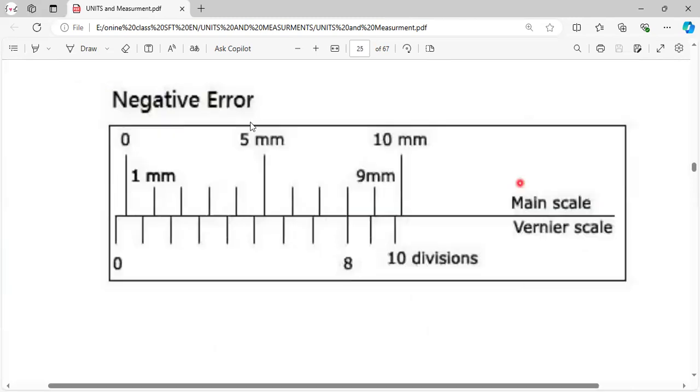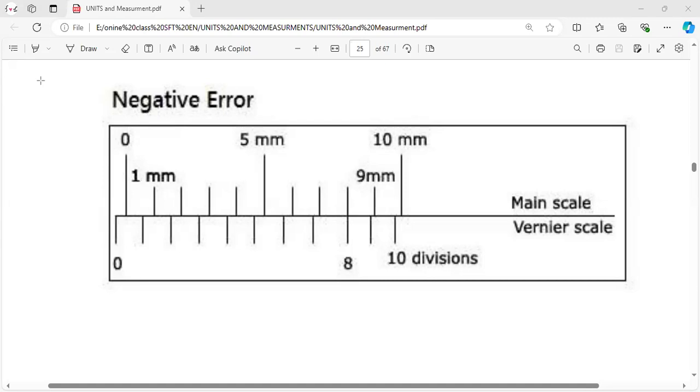Okay, here you can see the negative error, right? You can pause the video for a second and find out what is the value of the negative error. You can put a comment on that. And here, as you can see, obviously the vernier scale 0 is shifted to the right side of the main scale. So that is how I can find out this is a negative error, right? Then what is the value? How to find this error?